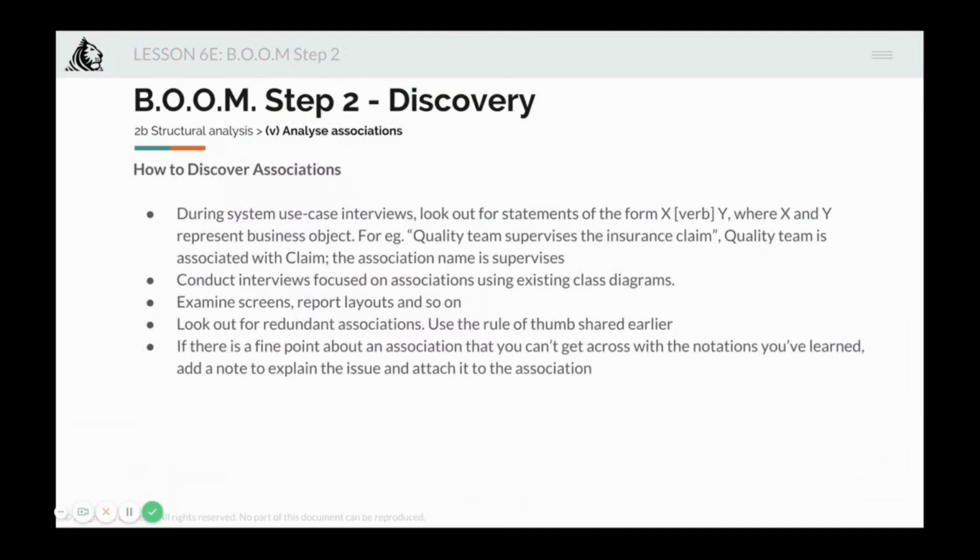Also, look out for redundant associations. Use the rule of thumb which I shared earlier. And if there's a fine point about an association that you can't get across with the notations you have learned, just add a note to explain the issue and attach it to the association. It's not so high and dry. There are some more examples that I've shared in the speaker notes. I'd suggest please have a look.